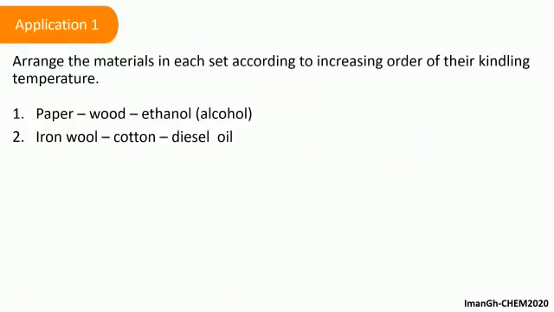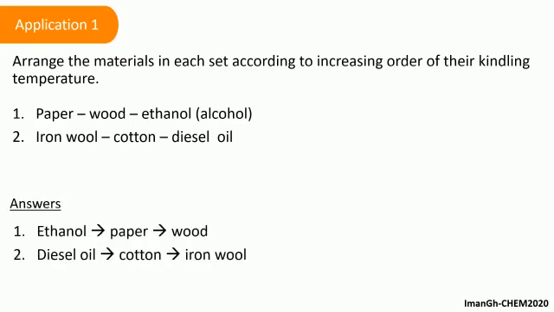Now solve application 1, where you have to arrange each set of substances in increasing order of their kindling temperature. Remember that increasing order means from lowest to highest. Pause the video, then check your answers. Then substances that burn faster have a lower kindling temperature.